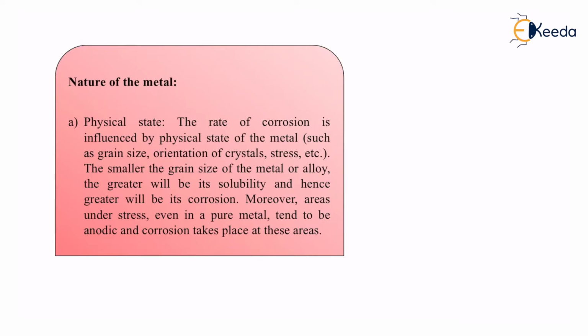Moreover, areas under stress, even in pure metal, tend to be anodic, and corrosion takes place at those areas. So again, if I have a lot of stress applied, they are anodic in nature. That means they will react in the presence of cathodes. Now what do we mean by anodes? There are two electrodes, a cathode and an anode. The cathode forms cations near it. Cations are positive ions, and the anode will react with negative ones. That means if there are negative ions, free electrons inside a metal, they will be anodic in nature, and because of that the corrosion will take place.